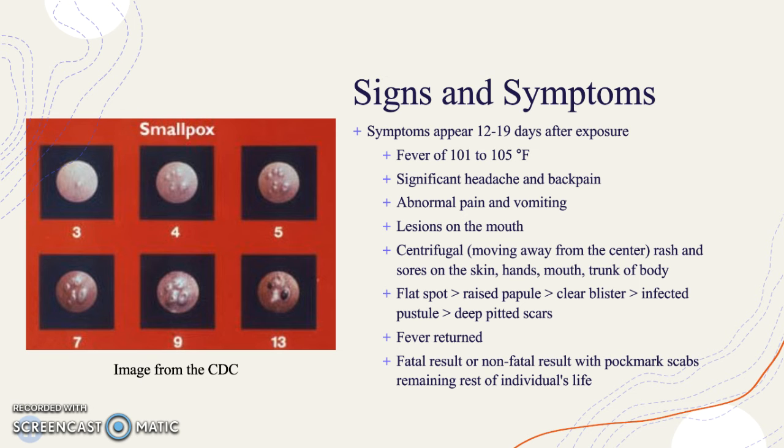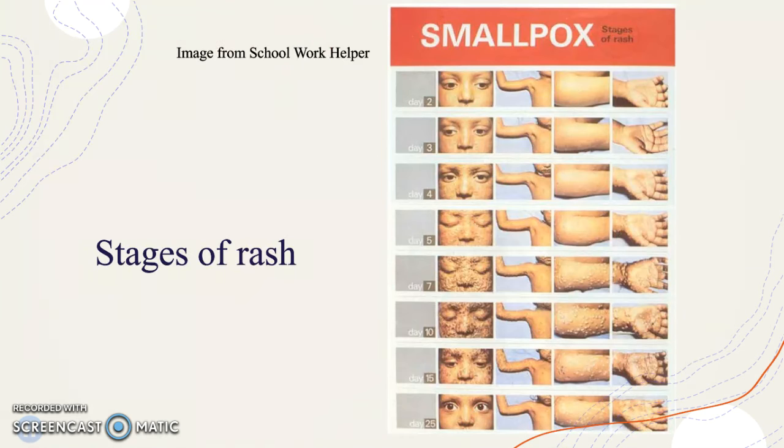Otherwise, if you did survive, you had immunity, but you typically had pockmark scabs remaining on the rest of your life. This is a really good image of the typical stages. This can go from day 2 to day 25. It gives you a clear picture, especially if you look at day 10, of how many pustules are on the individual's face.